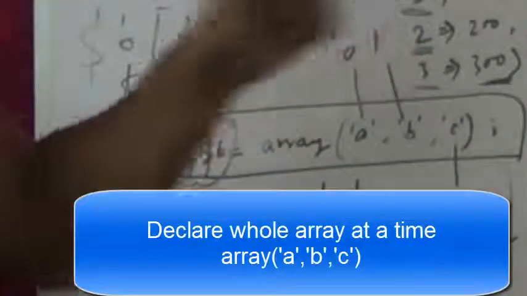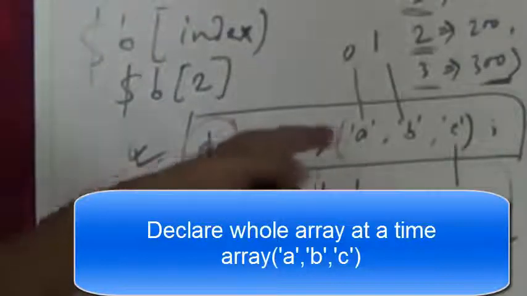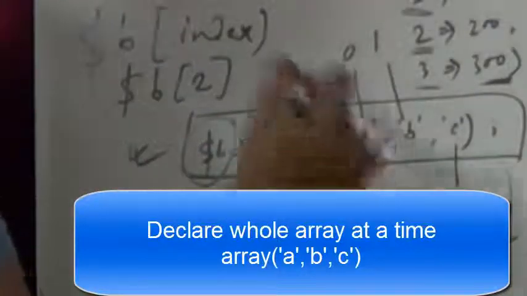Also you can declare the same array this way. I have declared 3 elements simultaneously, A, B, C. So PHP will assign index 0 for the first element, index 1 for the second and index 2 for the third element, which is shown here. This is the index.